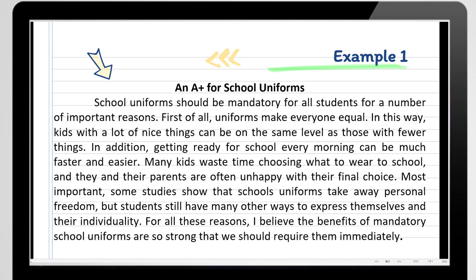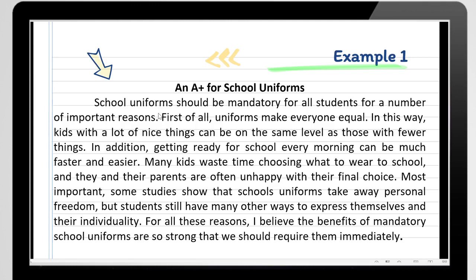School uniforms should be mandatory for all students for a number of important reasons. First of all, uniforms make everyone equal. In this way, kids with a lot of nice things can be on the same level as those with fewer things. You can continue to read this text, but let's just take a look at the first paragraph. School uniform should be mandatory for all students for a number of important reasons. This is the thesis. This is the idea, the opinion of the writer.